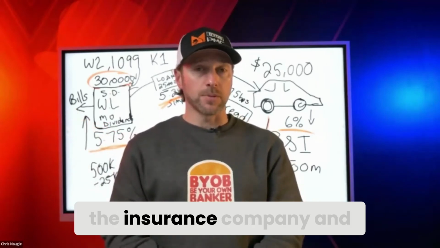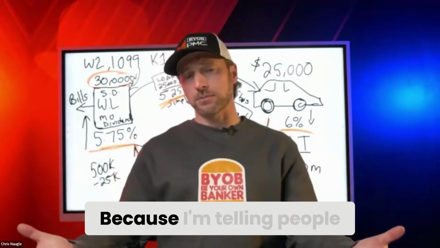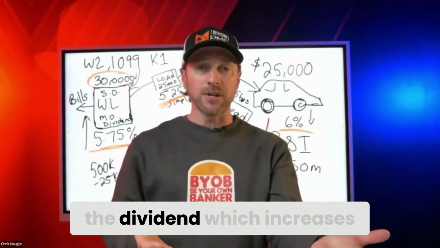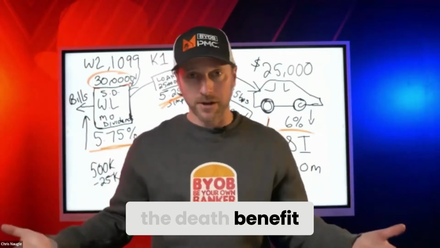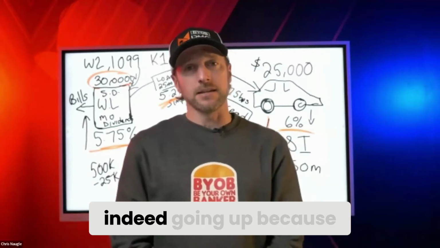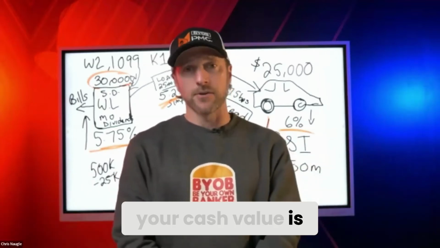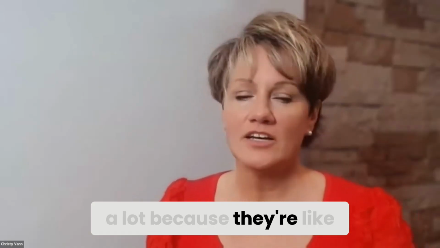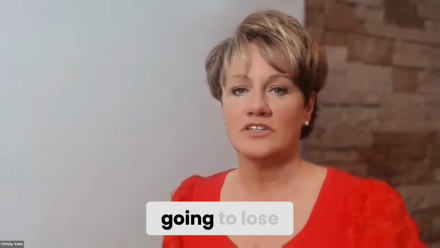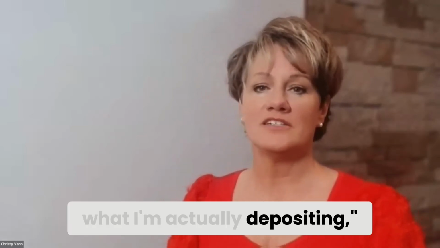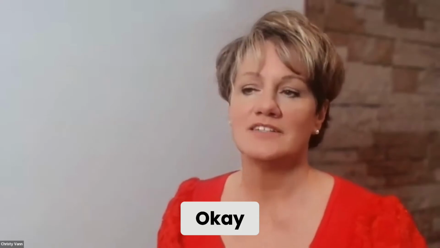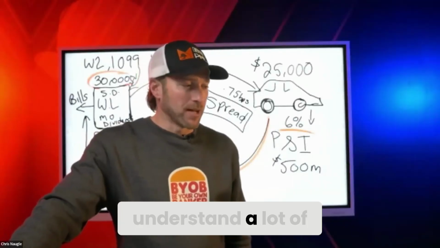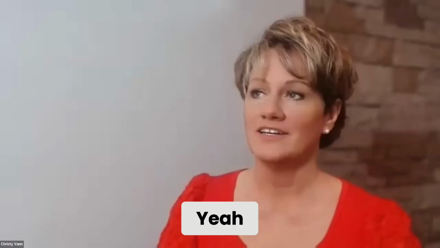So Dave should call the insurance company and be like, so how should I explain this? Because I'm telling people the death benefit never goes up. You don't get any of that cash value. The cash value increases the dividend, which increases the death benefit. Therefore, your death benefit is indeed going up because your cash value is guaranteed to go up. Okay, that's what I thought. I get that a lot because they're like, well, I've never wanted to do that because I'm going to lose. My family won't get what I'm actually depositing, but that's not true. Not the case at all. Thank you for showing that. A lot of people that are watching that person should really understand a lot of his motive, but we won't go there today.